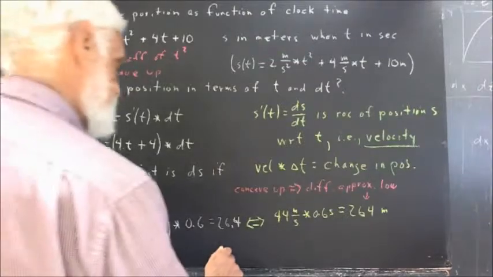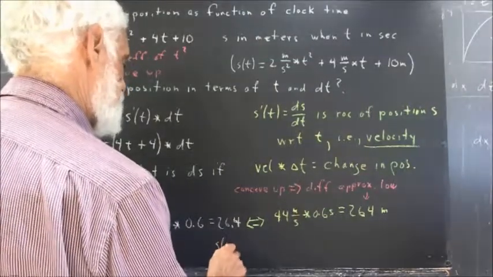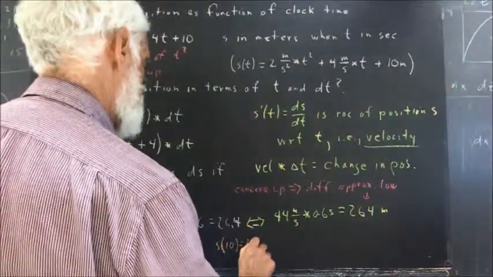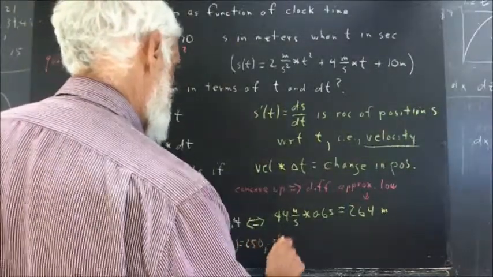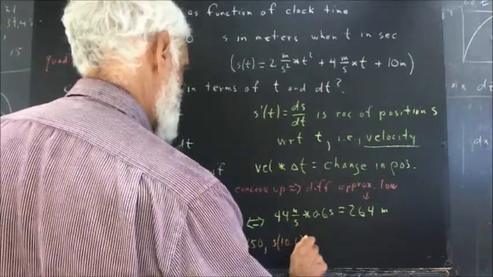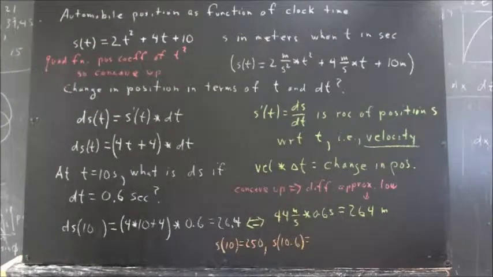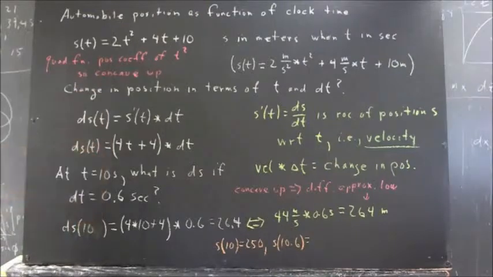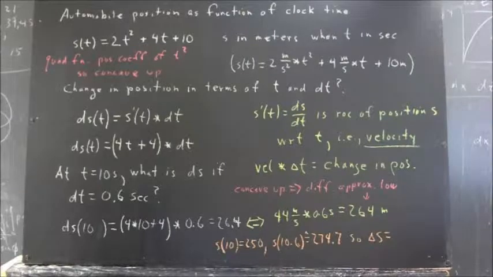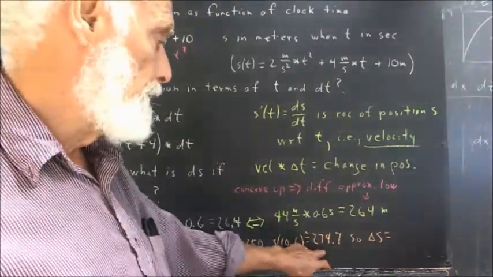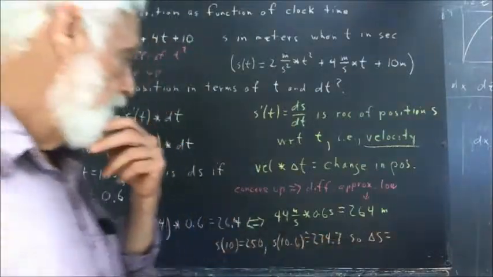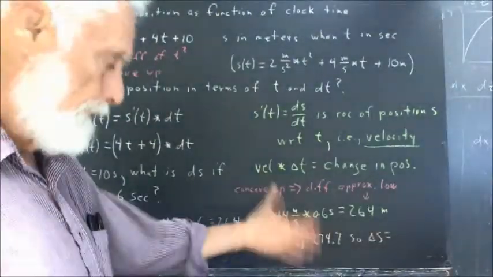So we have S of 10 equals 250. S of 10.6 equals what? Well, I don't want to do all that calculation in my head. I can square 10.6, but then I'm going to start losing track of things. So I'm going to cheat and use a little machinery here. Okay, so S of 10 is 250. S of 10.6 is about 274.7. So that delta S, change in S, is the difference here, and that's very easily seen to be 24.7.